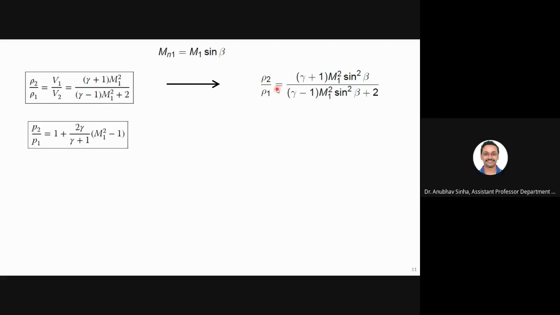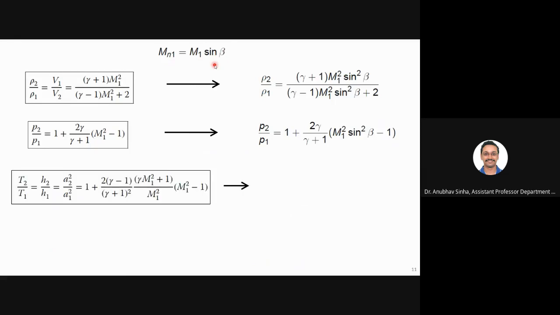Okay. Similarly, we can also calculate for pressure. Same way, I will replace all M terms with M sine beta terms. M1 square is replaced by M1 square sine square beta. That's all. Same way I can find temperature also by replacing all M terms with M sine beta terms. So now we have relations for density change, pressure change, and temperature change across an oblique shock. All the boxed relations are for normal shock. All these relations are for oblique shock.